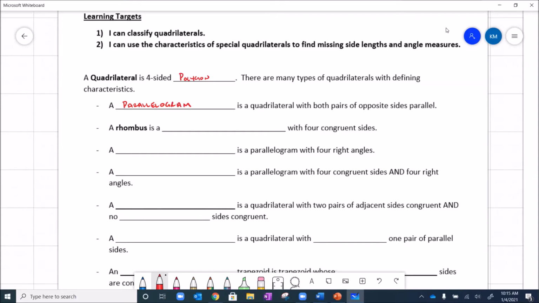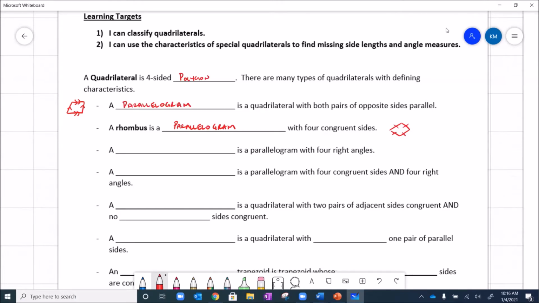And typically you'll see that drawn out something like this, where they mark it. Okay, parallelogram. Okay, a rhombus is a parallelogram with four congruent sides. And a lot of times you'll see that marked like this, four sides all congruent to each other.